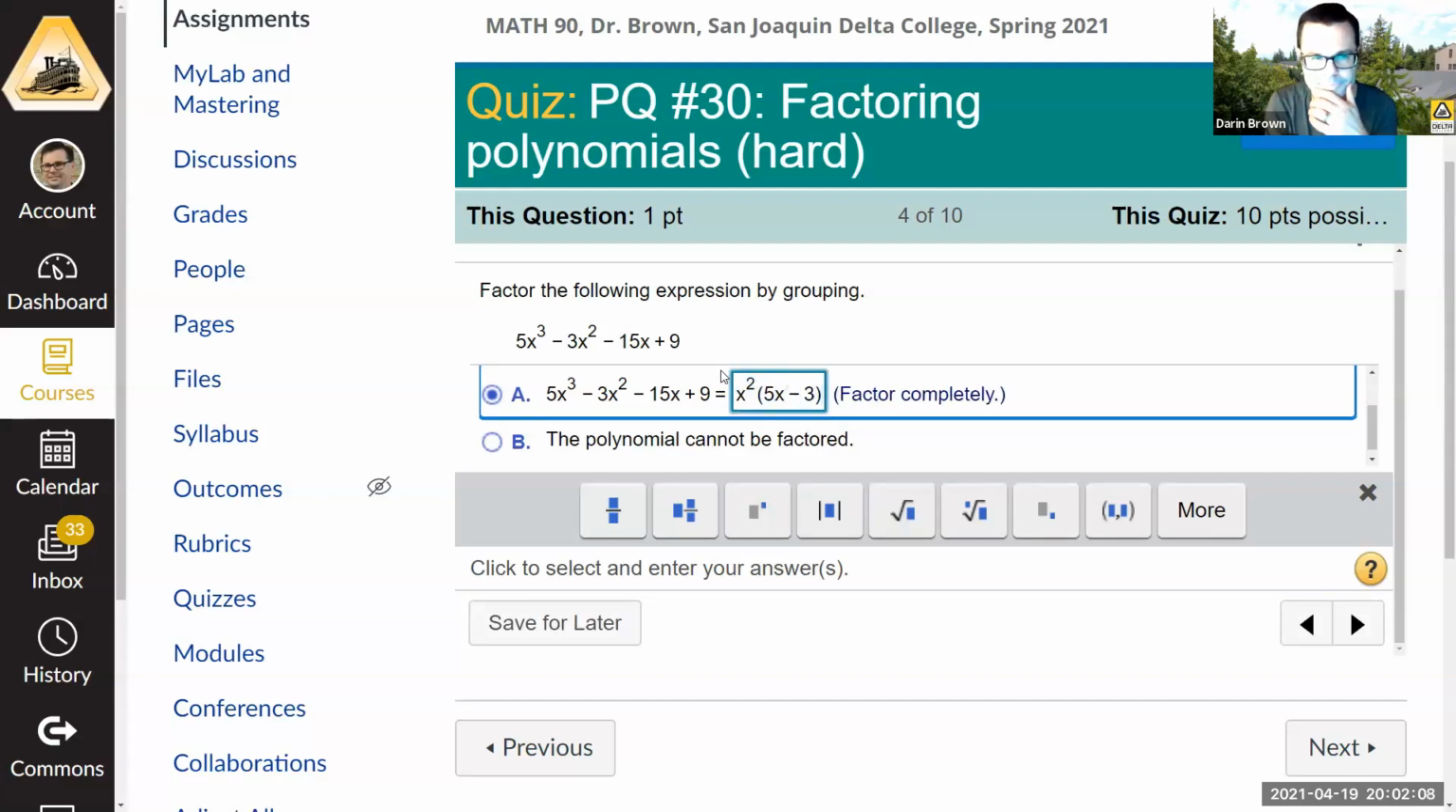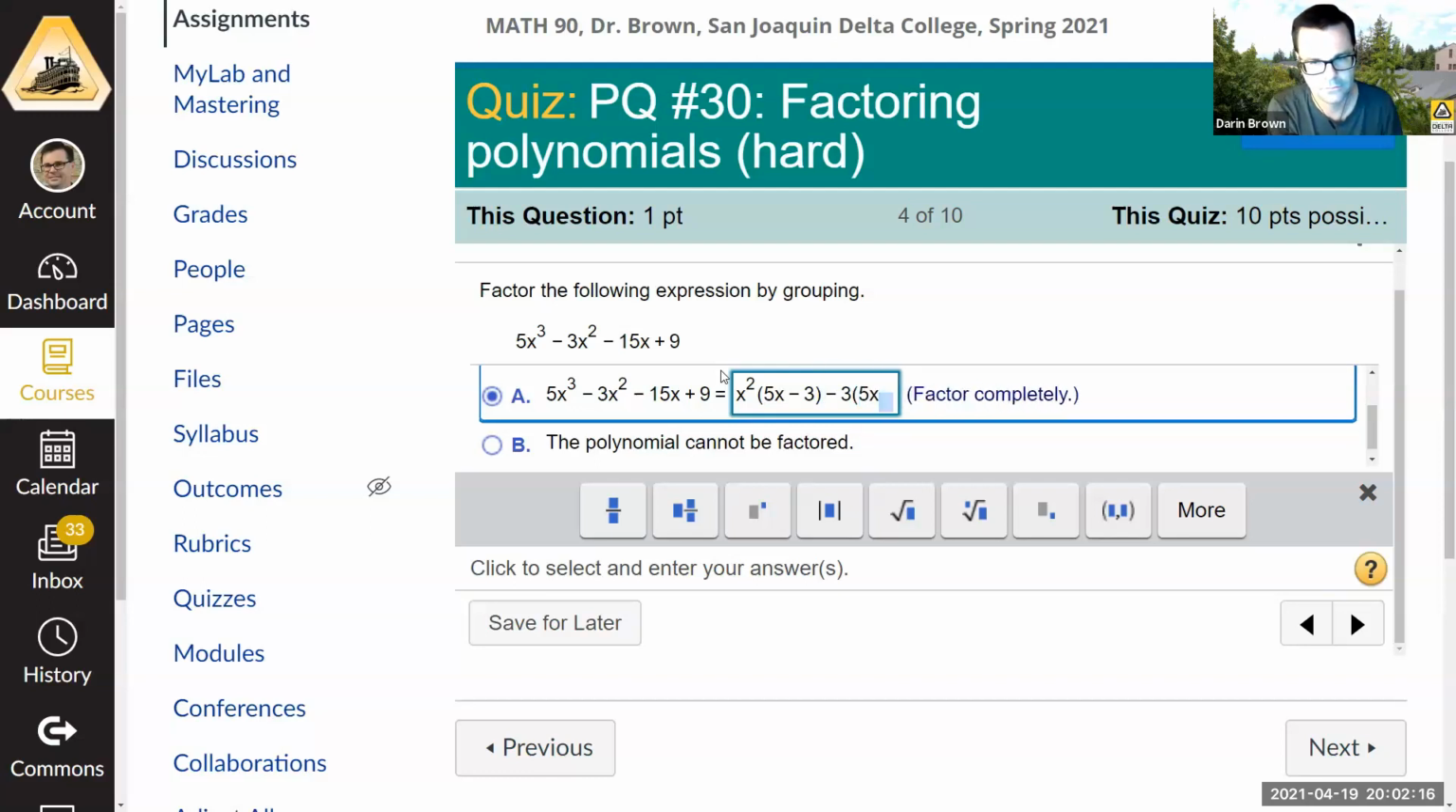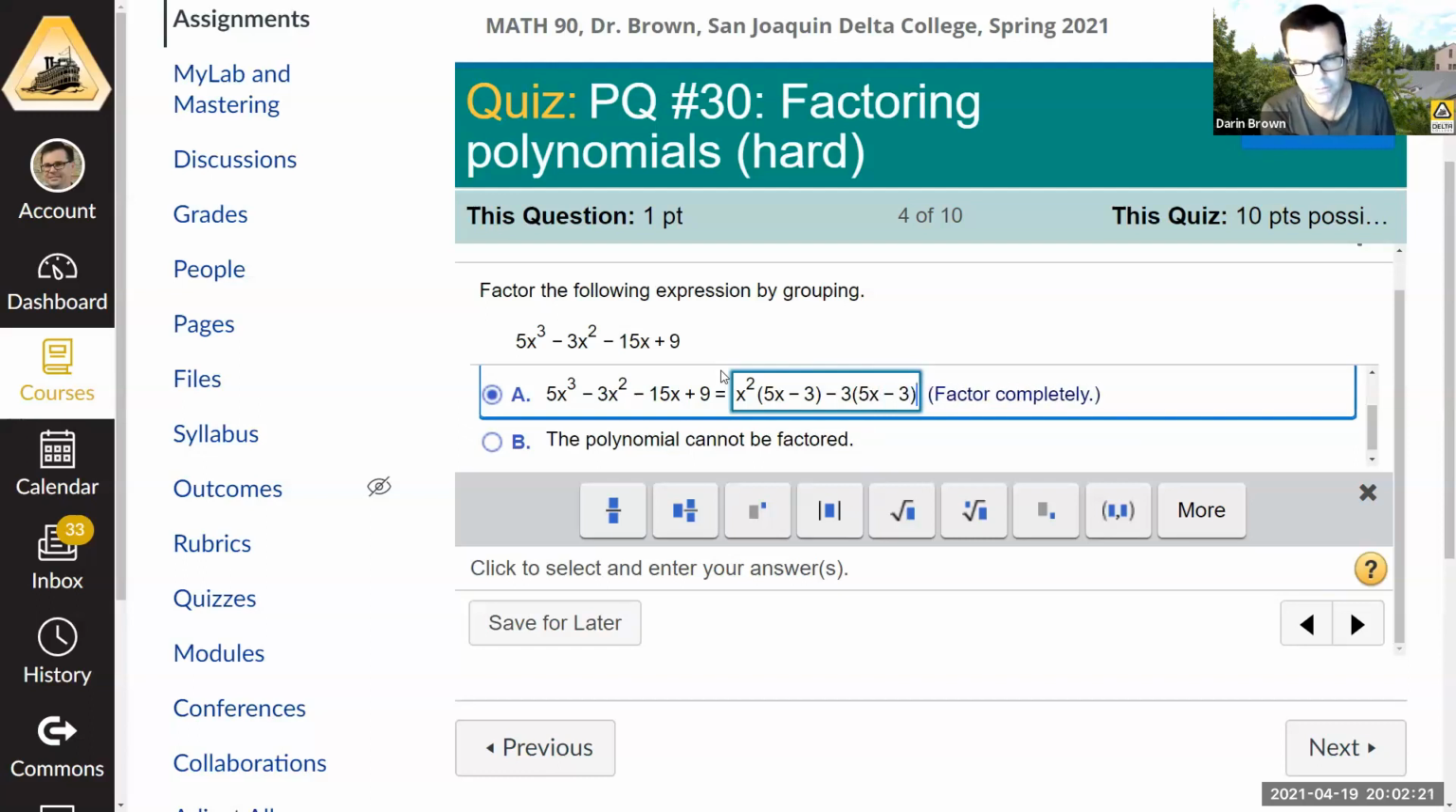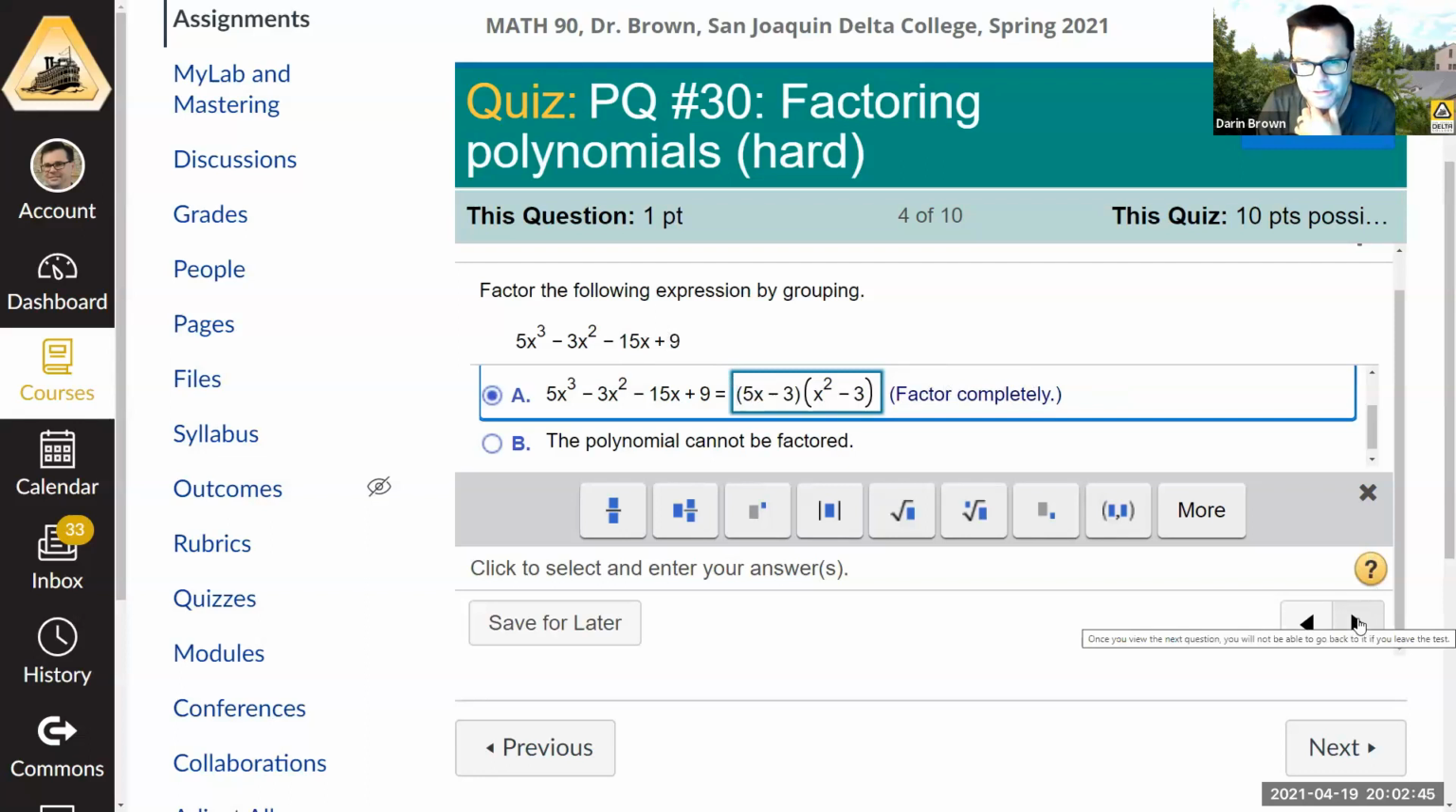(5x minus 3). The second two, I could factor out a negative 3. And I'm also left with 5x minus 3. So altogether, 5x minus 3, x squared minus 3. Oops, x squared minus 3. So actually this one, it's in the hard section, but this is really just a pretty standard factoring by grouping. You just have to be careful.